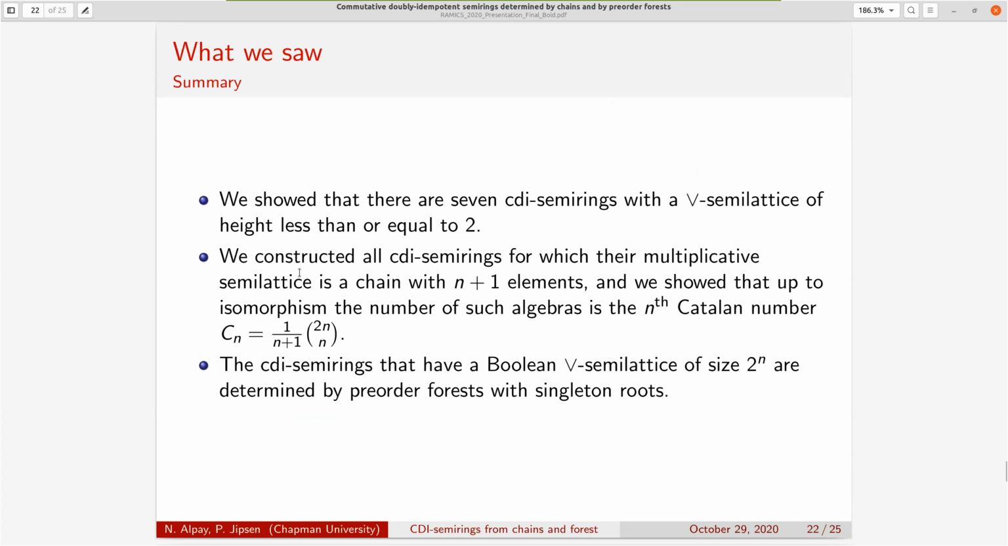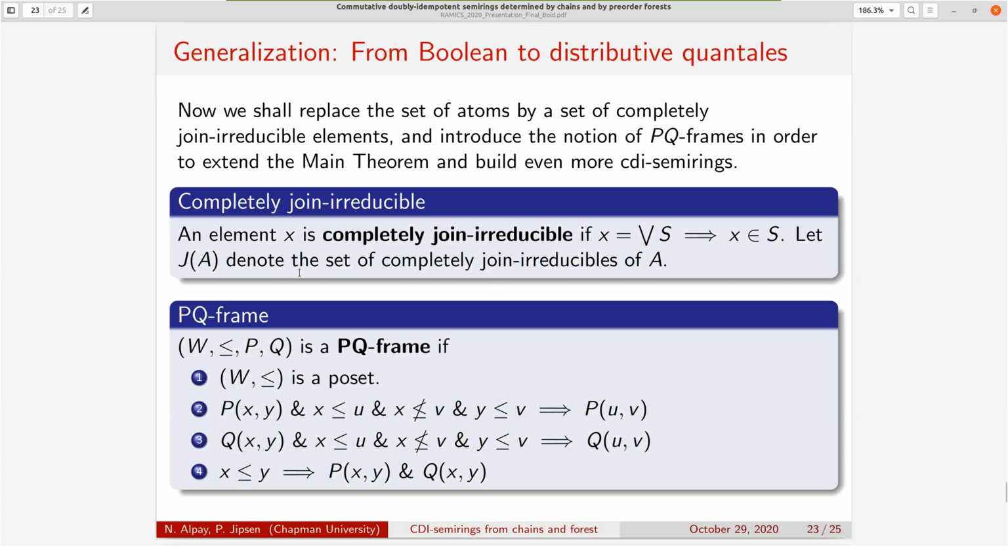So now we have a quick summary of what we saw so far. We showed that there are 7 CDI semirings with a join semilattice of height less than or equal to 2. We constructed all CDI semirings for which their multiplicative semilattice is a chain with n+1 elements. And we showed that up to isomorphism, the number of such algebras is the nth Catalan number. And we showed that the CDI semirings that have a Boolean join semilattice of size 2 to the n are determined by preorder forests with singleton roots. And all of this is also in the paper. But now we can generalize it.